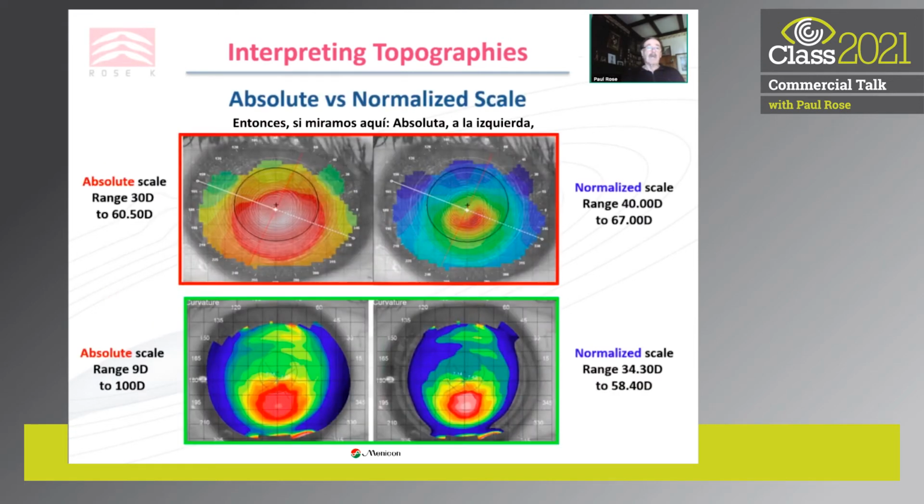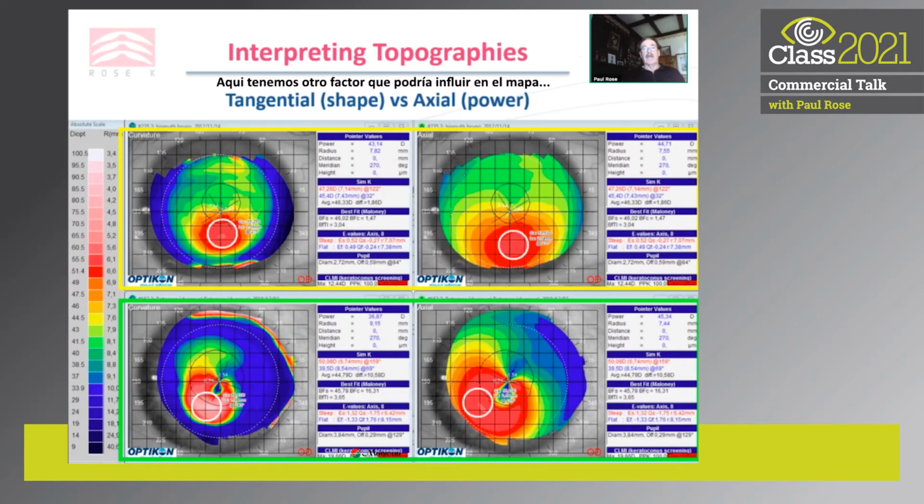So if we look at here, absolute on the left, normalized on the right, and you can see the difference. Even though these are exactly the same maps, all I've done is change the scale, and you can see how it affects the look of the actual map that you're viewing. Here we have another factor which can influence the map, and that is whether you choose the tangential or the axial setting.